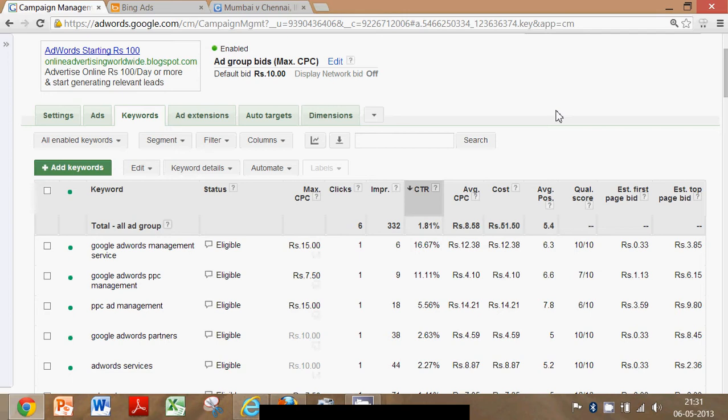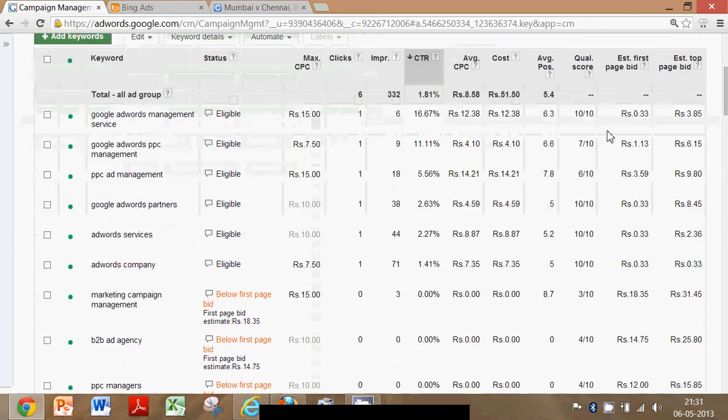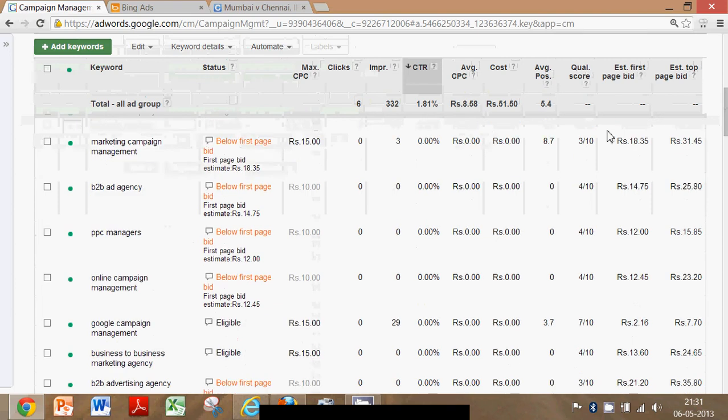It's like a customer coming to your shop and asking for a Dell laptop with an i5 processor. He is very specific. He knows what he's looking for, and therefore he is at the last stage of his thought process and will convert into a customer soon. So these are called long tail keywords. Look at Google AdWords PPC management. Let's go further. Look at, for example, Google campaign management. Look at, for example, business to business marketing agency.